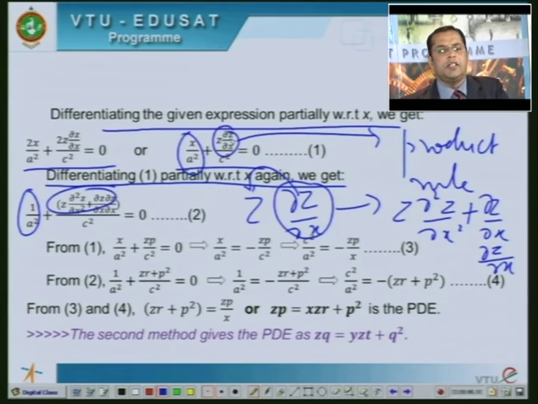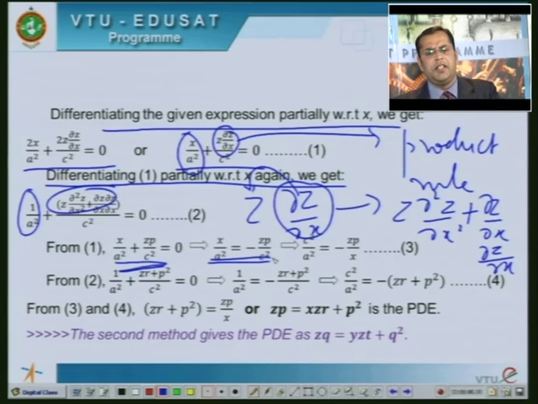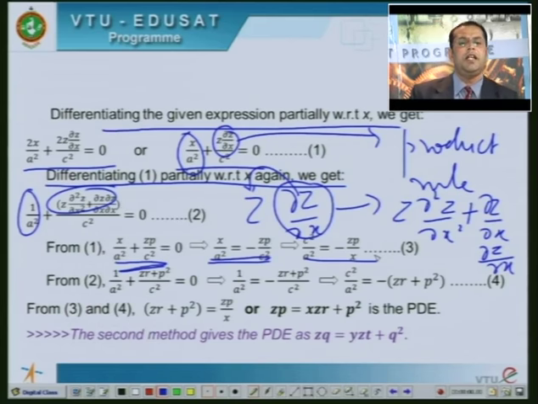Because ∂z/∂x is p, equation 1 can be written as x by a² plus zp by c² equal to 0. To make the elimination of the constants easier, we will take x by a² on the left, shift it to the RHS, and you get minus zp by c², or shift the c² here, you get c² by a² equal to minus zp divided by x.